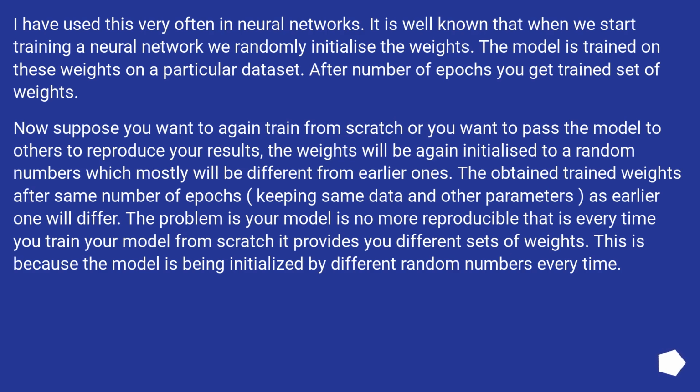I have used this very often in neural networks. It is well known that when we start training a neural network we randomly initialize the weights. The model is trained on these weights on a particular dataset. After a number of epochs you get a trained set of weights. Now suppose you want to train from scratch again, or you want to pass the model to others to reproduce your results. The weights will be initialized to random numbers which mostly will be different from earlier ones.